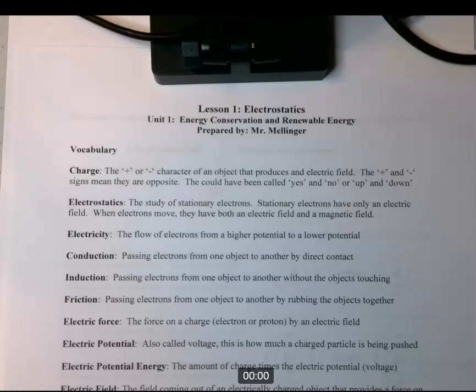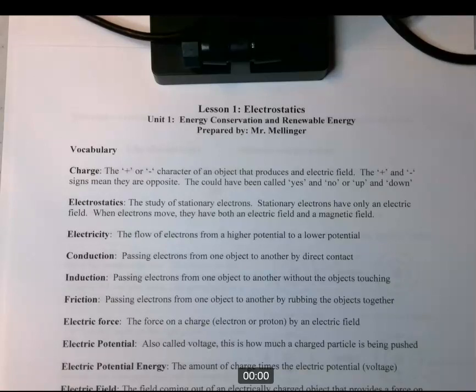Electrostatics is the study of stationary electrons. Stationary electrons have only an electric field. We'll talk about electric field in a moment. When electrons move, they have both an electric field and a magnetic field. Electricity is the flow of electrons from higher potential to lower potential.